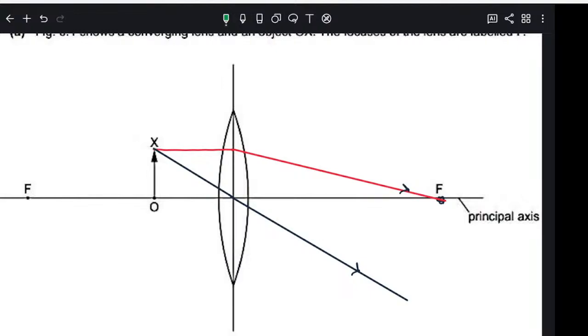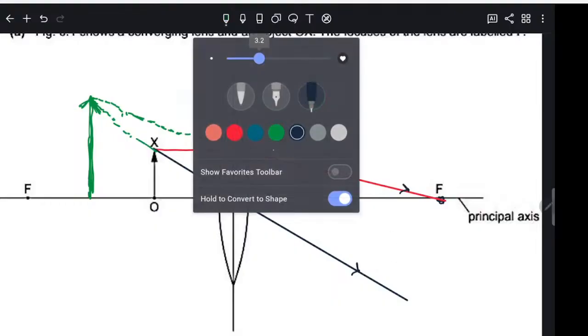The image is upright. The rays do not meet. Here is the virtual one. The rays appear to come from a point. This type of image can never be projected onto a screen. So this is your typical virtual image.